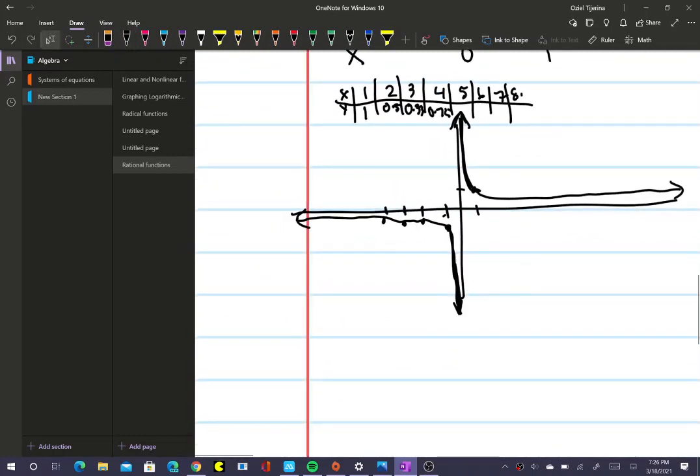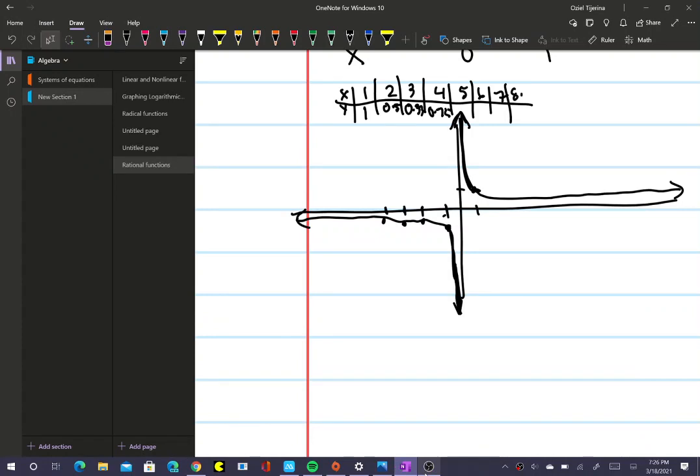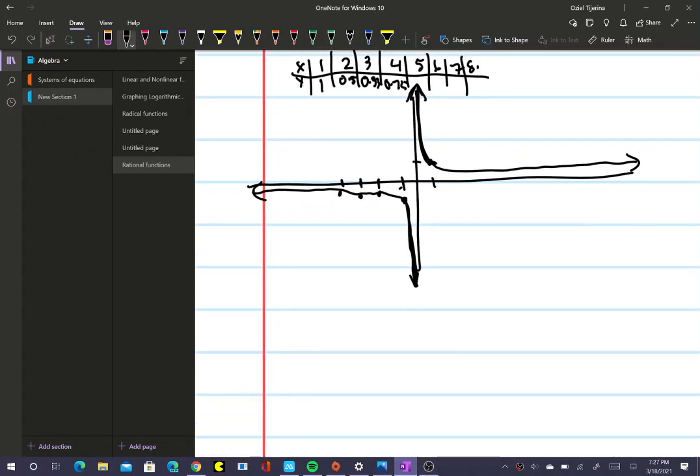Now, they teach you about two very specific lines. One of the first lines, and this is kind of vocabulary, is called a vertical asymptote.